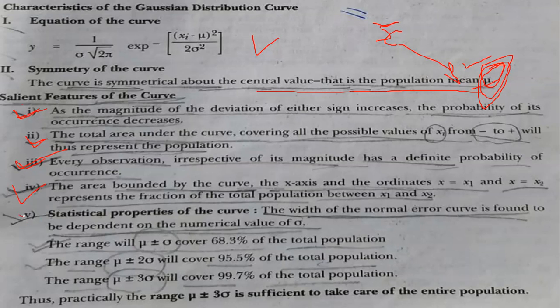Okay, the statistical properties of the curve. The width of the normal error curve is found to be dependent on the numerical value of sigma. The range mu plus minus sigma will cover 68.3% of the total population. Mu plus minus 2 sigma will cover 95.5% of the population. Mu plus minus 3 sigma will cover 99.7% of the population. Thus, practically, the range mu plus minus 3 sigma is sufficient to take care of the entire population.